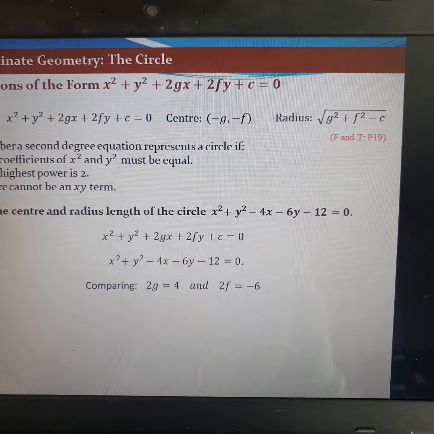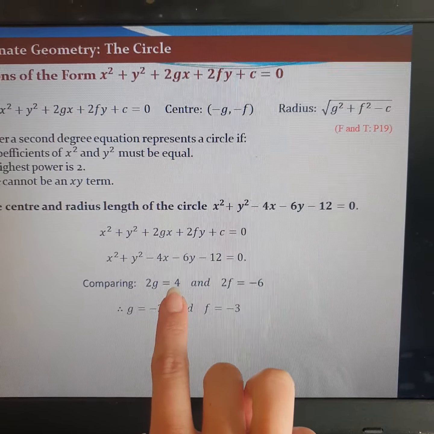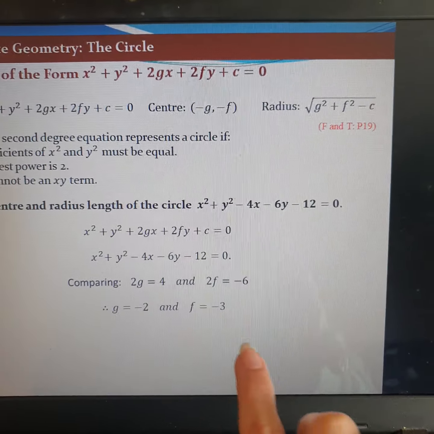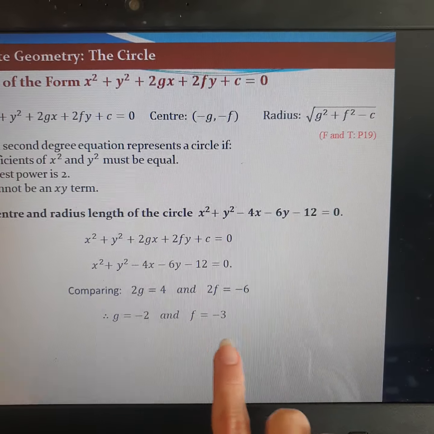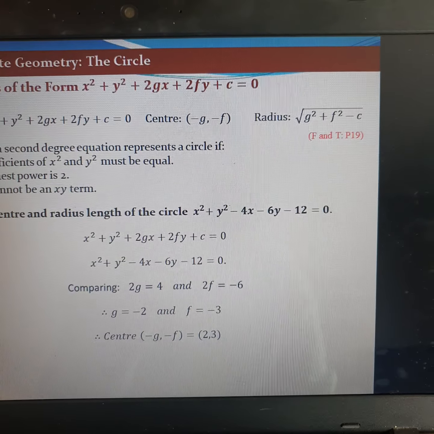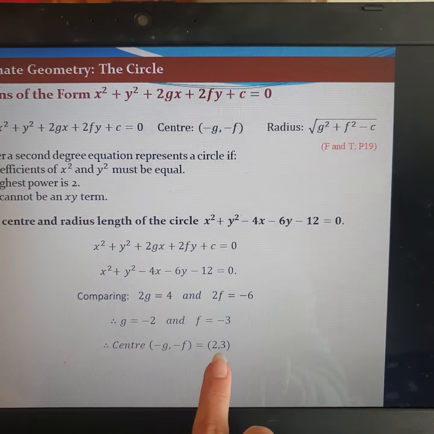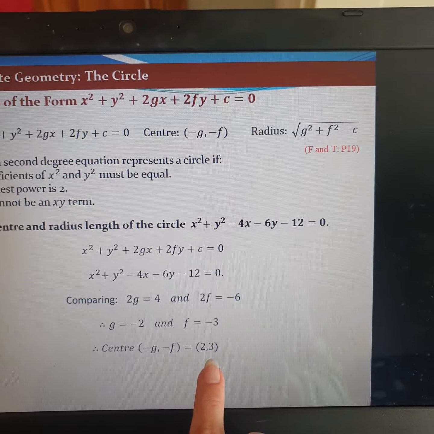That's fine. So then we solve for g. g is going to equal minus 2, because that should be minus 4 there, so change that to minus 4 in your notes. And 2f is equal to minus 6, so f is equal to minus 3. Okay? Then the centre is minus g, minus f, which is minus minus 2, which is 2, and minus minus 3, which is 3.